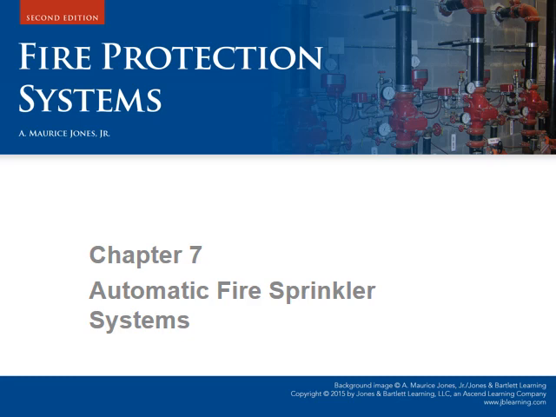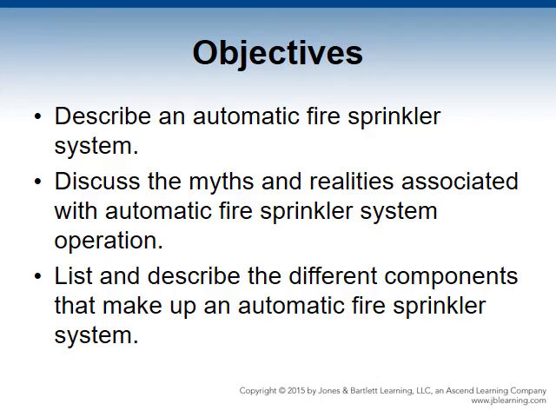Chapter 7, Automatic Fire Sprinkler Systems. Our objectives for this chapter: describe an automatic fire sprinkler system, discuss the myths and realities associated with automatic fire sprinkler system operation, list and describe the different components that make up an automatic fire sprinkler system.